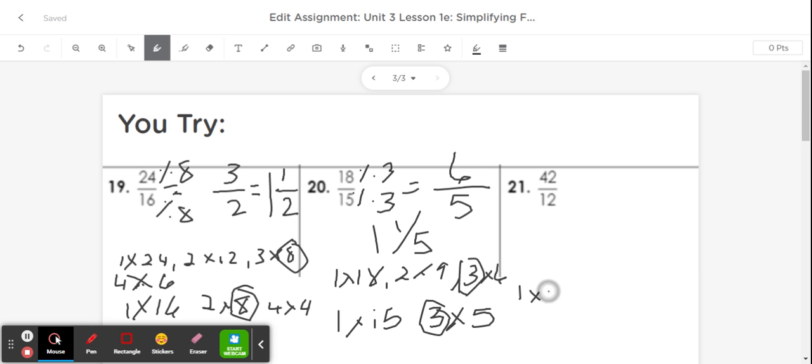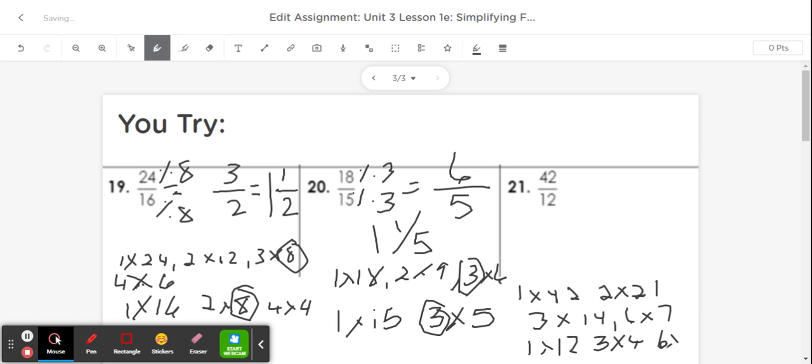Okay, 1 times 42, 2 times 21, 3 times 14, and 6 times 7. 1 times 12, 3 times 4, and 6 times 2. Our biggest is 6. Let's divide them both by 6. 42 divided by 6 is 7. 12 divided by 6 is 2.